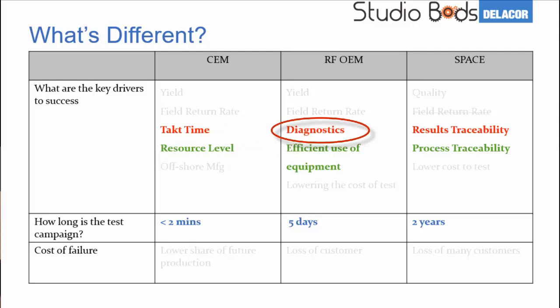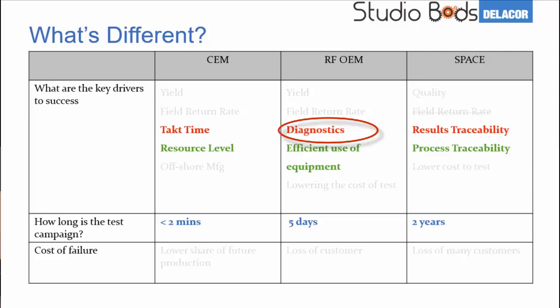Diagnostics for the RF OEM is another difference. There you're doing diagnostics. You want to know, why did my unit fail and how can I make it work again? For the contract manufacturer, you probably don't care. It didn't work, let's recycle and start again on the next unit.